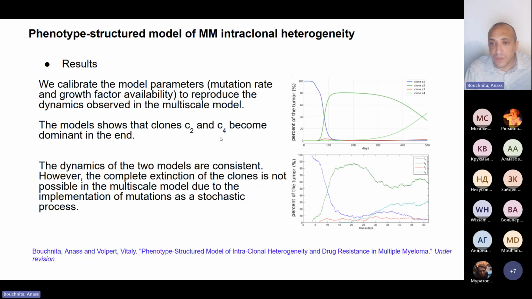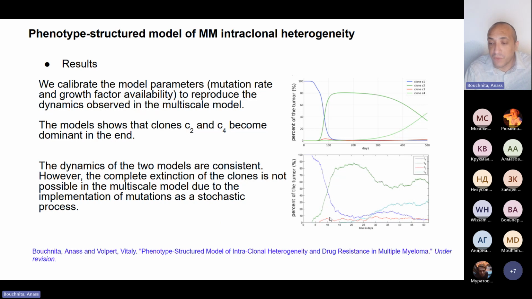Before introducing the treatment, we wanted to compare the obtained results with the ones of the multi-scale model. By calibrating some parameters like the mutation rates and the growth factor availability, we obtained this graph, where, as you can see, the dynamics are very close to the ones reported by the multi-scale model, but there are still a few differences. For example, in the multi-scale model, the eradication of less aggressive clones is not complete. So even after these clones stop being dominant, they are still there in the population.